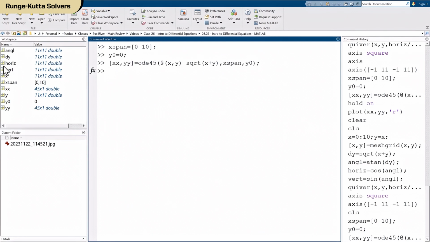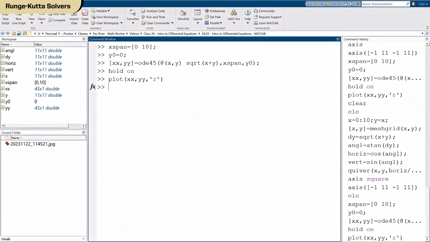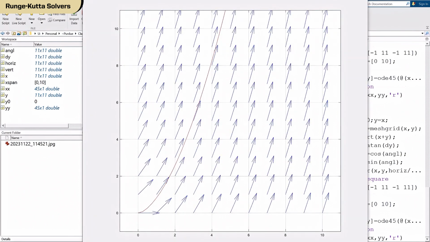First thing I've got to do is tell it I'm about to add something to this. So if I issue a plot command, don't erase what I've already got. So I'll say hold on, and say plot x, y, y. And let's see what that looks like. Well, son of a gun, there it is.